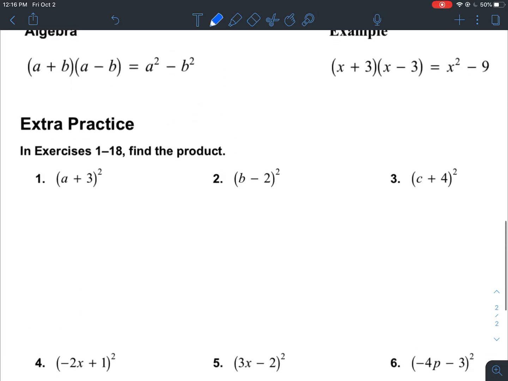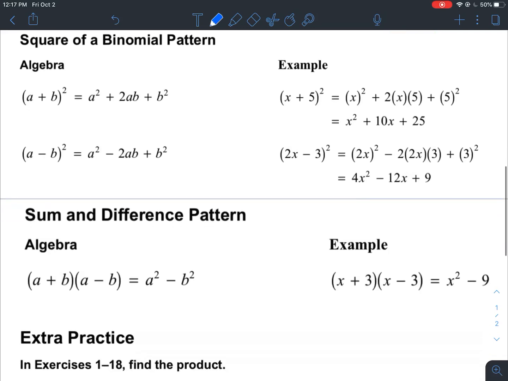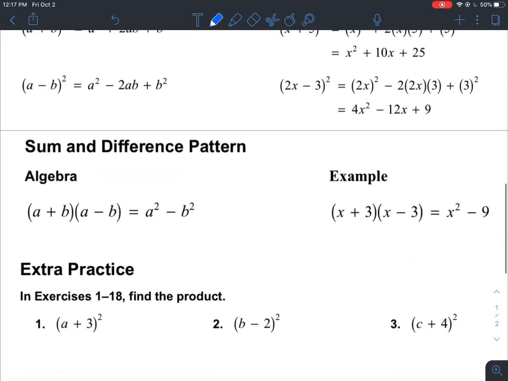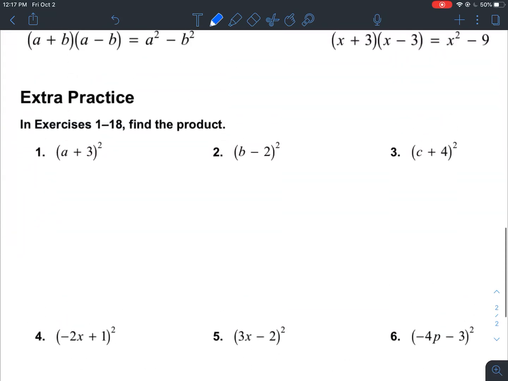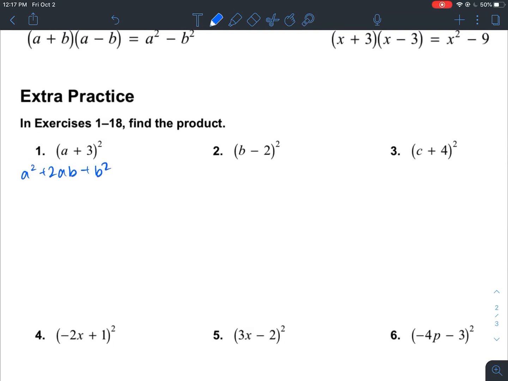So (a + 3) squared. Okay, so if we go up here, we have an example where the operation inside the binomial is addition, and it's being squared. So that's going to be a squared plus 2ab plus b squared. So we know it should look like a squared plus 2ab plus b squared. So we just have to make our substitutions. Okay, so a is equal to a, that's the term right there.